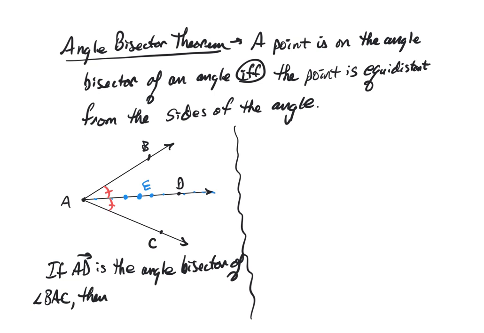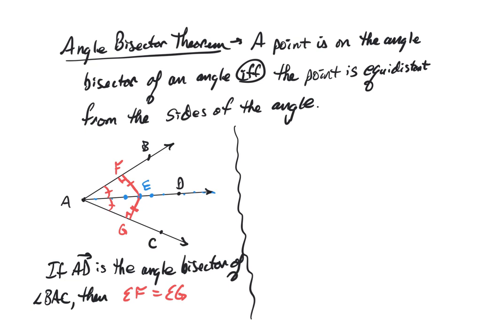So the distance from E to this side is going to be equal to the distance from E to this side. And remember, when we talk about distances, we're always talking about the shortest possible distance, which is a perpendicular. So therefore, this distance and this distance will be the same. Let's just use the next couple of letters, so let's use F and G. Then the distance from E to F and the distance from E to G are going to be equal. But what the theorem's talking about is it doesn't matter what point you pick, right?